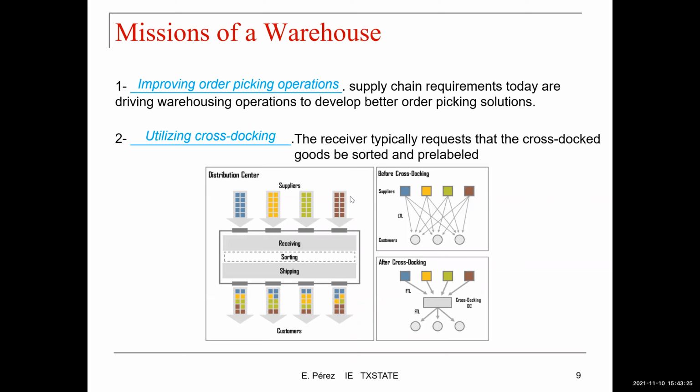Utilizing cross-docking, the receiver typically requires the cross-dock goods to be sorted and pre-labeled. So this is the idea, as I was mentioning already. You have the suppliers all bringing some type of product. Those are labeled or they have a specific color. And then you get to the cross-dock and you can separate those shipments and place them in different trucks so they contain the right amount and different types of products that are needed by the customer.